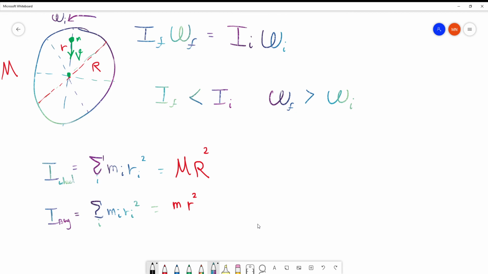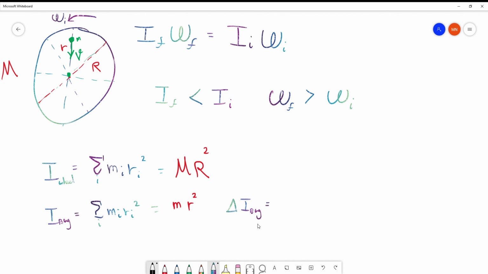Great. So what happens in the end? In the beginning, rather, we have the moment of inertia of the wheel and the moment of inertia of the bug, and we want to see how these quantities are affecting the final angular velocity. So what's happening? Let's see how the moment of inertia for the bug changes.